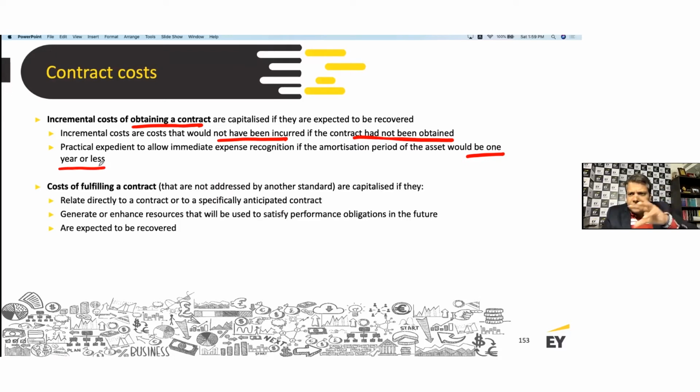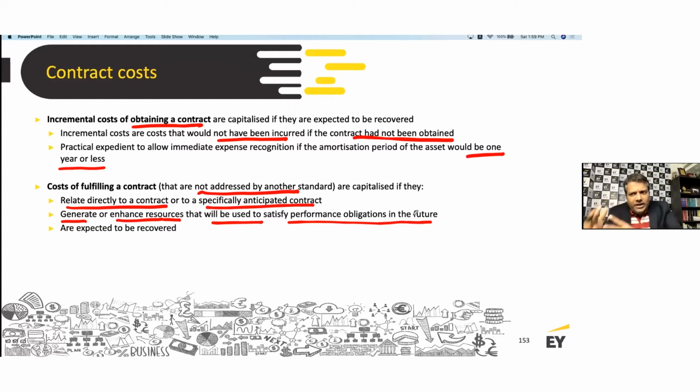Now, so that's the cost of obtaining a contract, and then there's a second element: cost of fulfilling a contract. Costs that are not addressed by another standard are capitalized if they relate directly to a contract or to a specifically anticipated contract, and generate or enhance resources that will be used to satisfy performance obligations in the future. That means you have not yet fulfilled the performance obligation, but you have started incurring the cost, right?